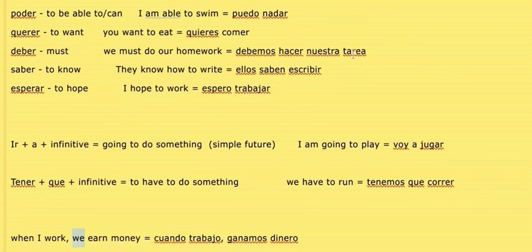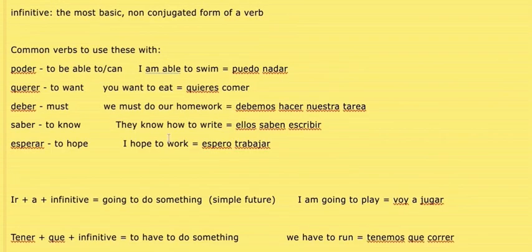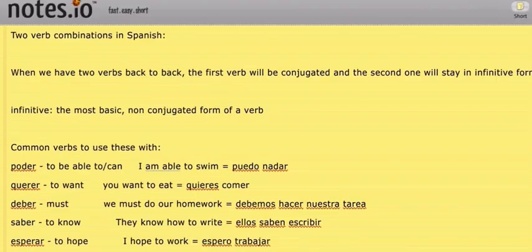But up here, you can see it's to swim, to eat, to write, to work. Because of that, it's going to stay in infinitive form. So overall, if you need to know the difference, just think about it in English first, and then translate it over into Spanish. So that's two verb combinations in Spanish.